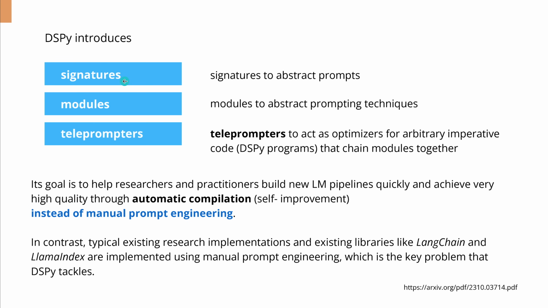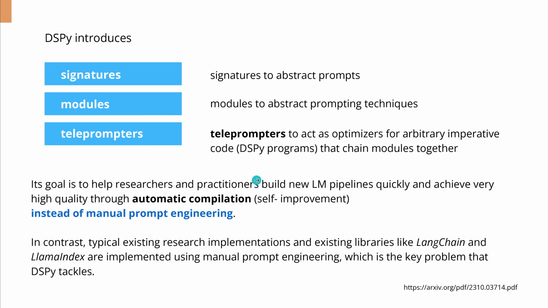In my words, what is a signature? A signature is something to abstract your prompt. A module is to abstract the prompting technique, and a teleprompter is simply an optimizer for when you chain the models together, so that the whole system is optimized. You know this from our fine-tuning: if you have an Adam optimizer, more or less the same thing, different level. Okay, with those 3 elements, we can now build a programmable, intelligent pipeline function.